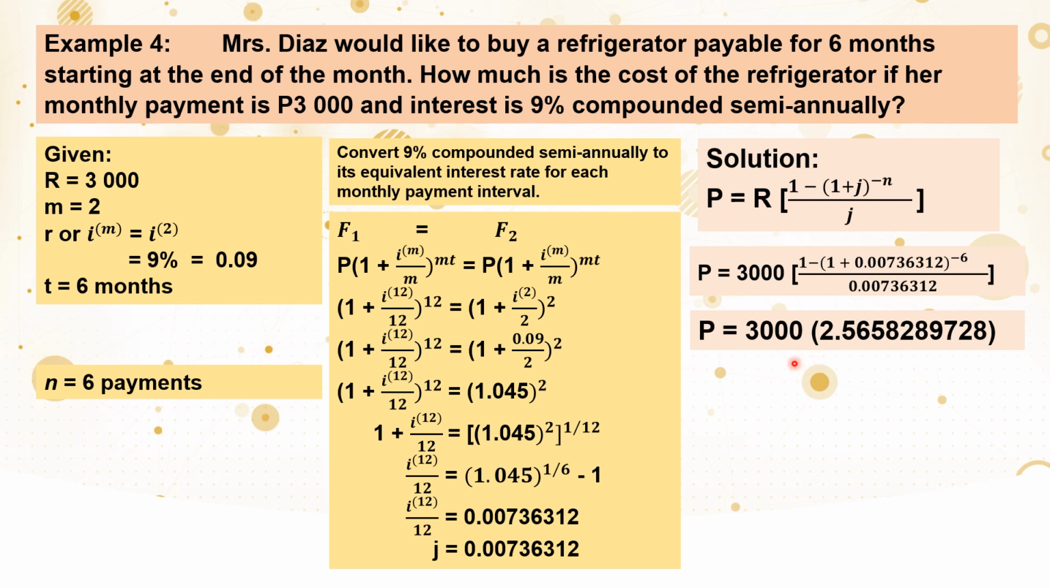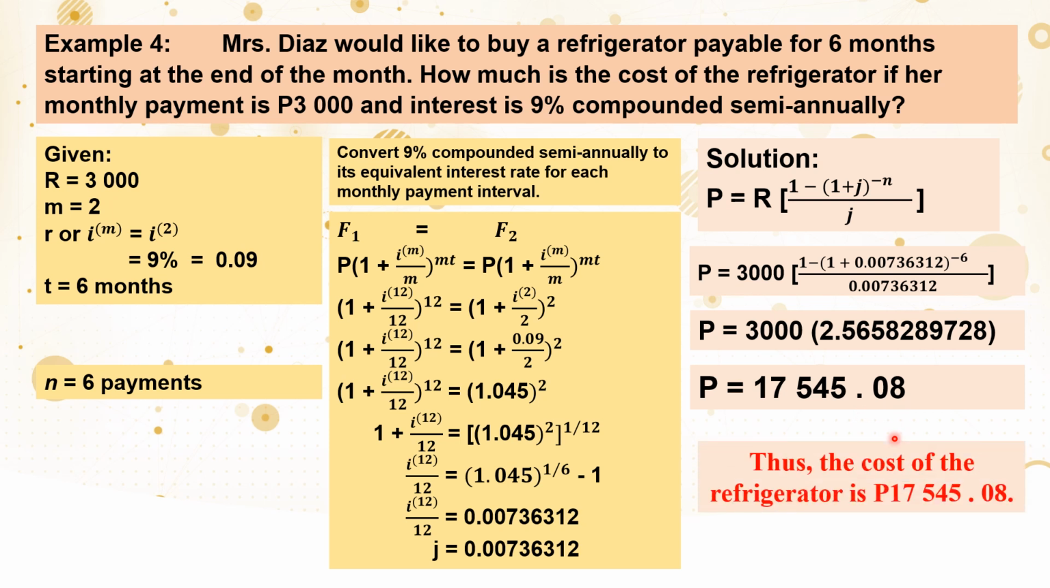2.5658289728 times our R, which is 3,000. So, multiplying these two using your calculator, we will get 17,545.08. So, our present value is 17,545.08. Thus, the cost of the refrigerator is 17,545.08.